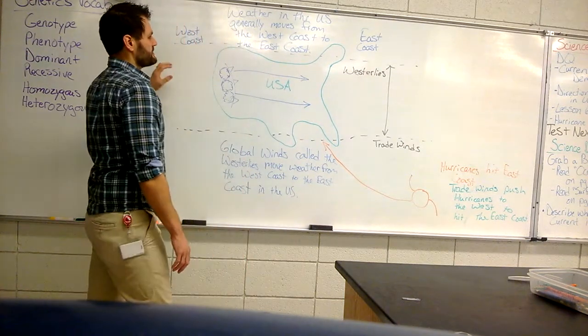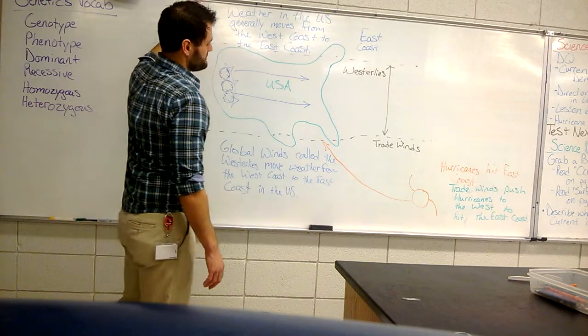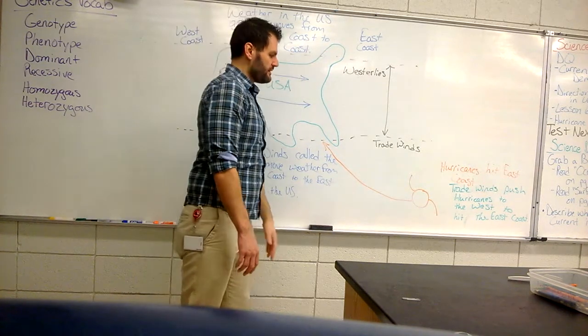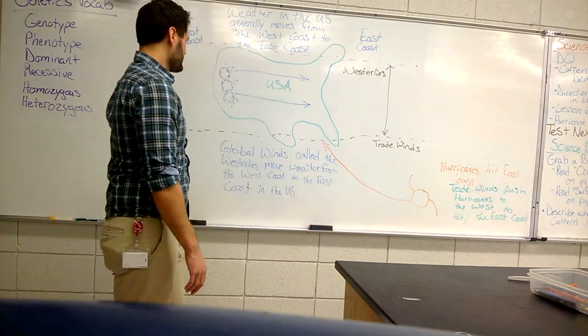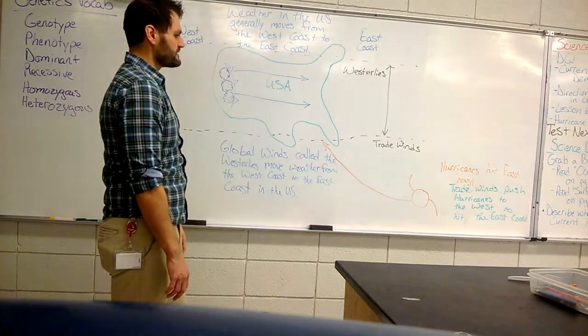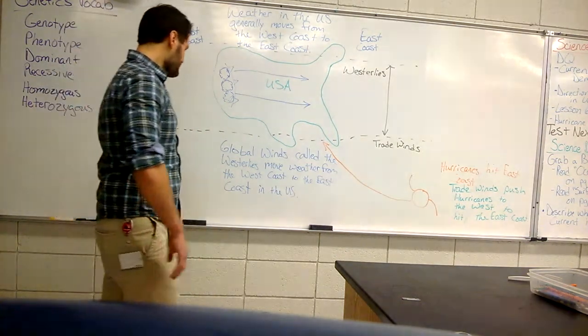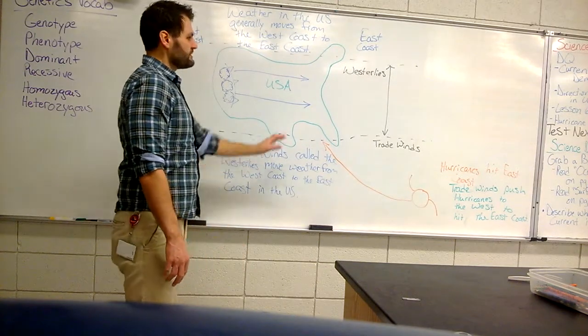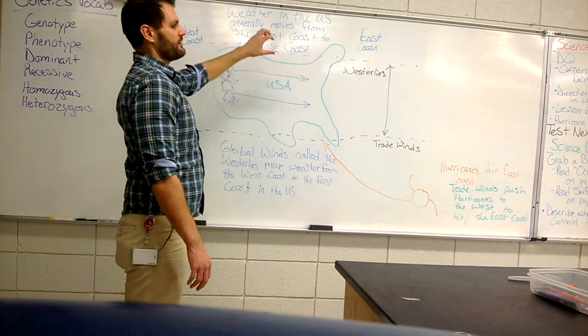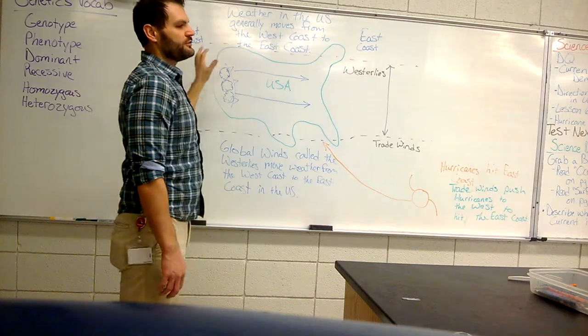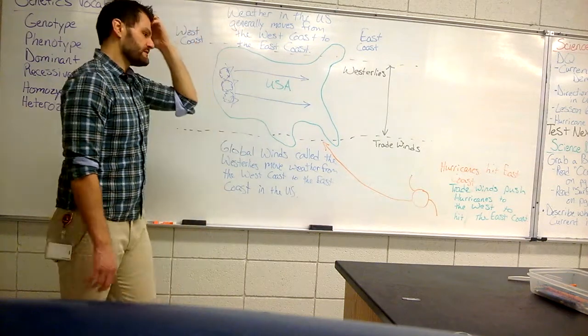There are some other factors. There are generally some jet streams that move across the United States too, and those help move the weather that way. But generally speaking, westerlies are the cause that moves weather from west to east.